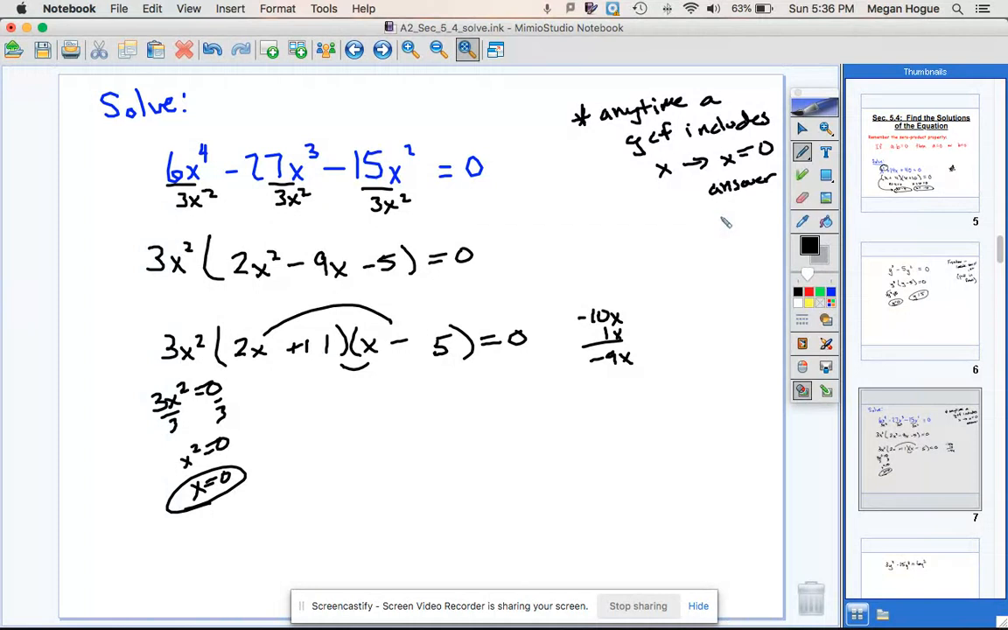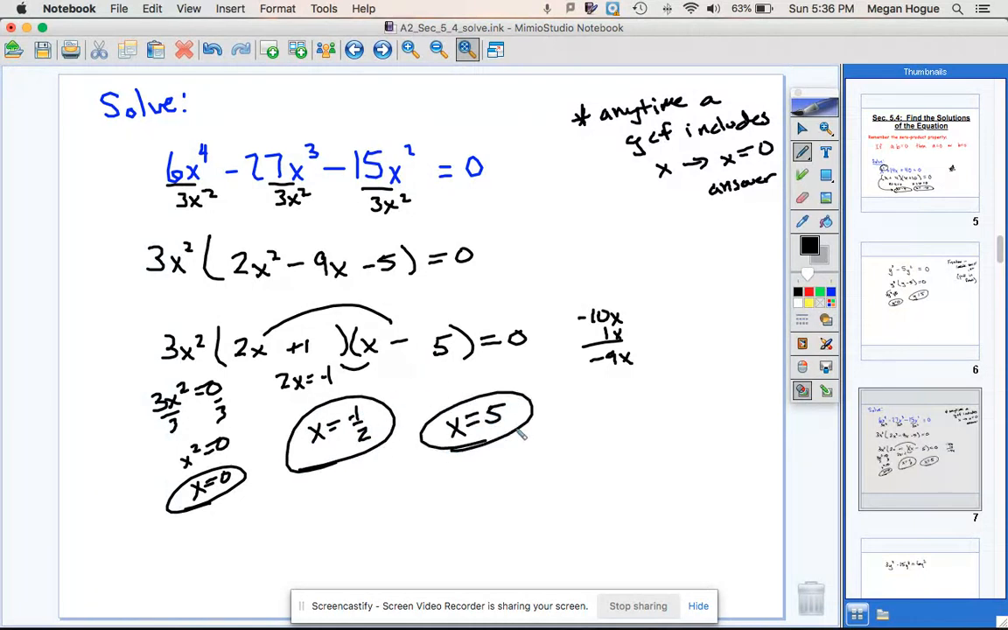Let's see, this part got a little sloppy in here. That's a plus 1 in there, not an 11. So let's see, we're going to have 2x equals negative 1, so x equals negative 1/2. In this one, we're going to get x equals 5. 3 answers in that one.